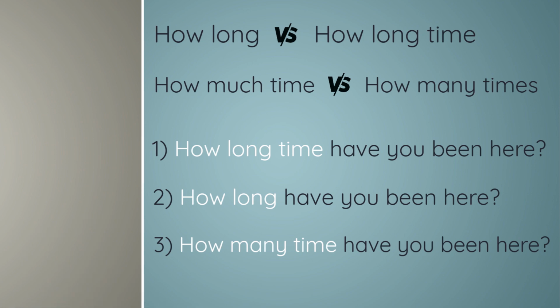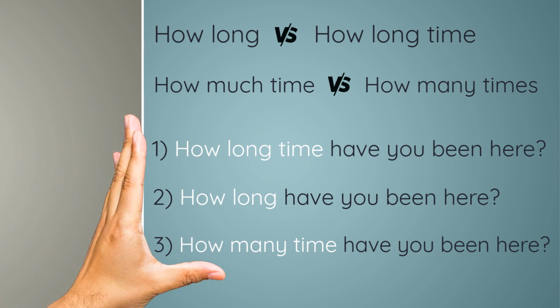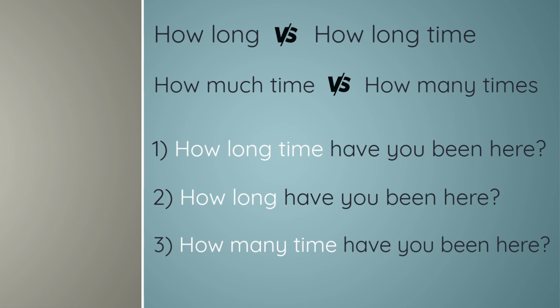I have here a question. I actually have three different sentences here. One of them is right, two of them are wrong, okay? So let's look at these together. The first one, how long time have you been here? The second one, how long have you been here? And the third one, how many times have you been here?